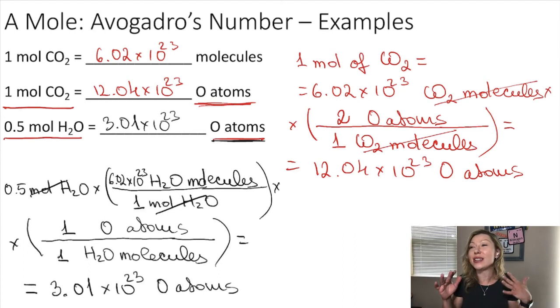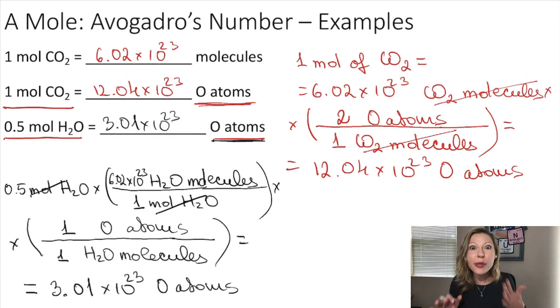Avogadro's number is extremely useful in the lab because we don't want to count each molecule one by one, but we can count them as a mole. And remember, a mole is not scary, it's just like a dozen, right? It is just a significantly bigger number. And do not confuse, mole does not mean molecule. Mole is just the measure of how many of something you have, just like a dozen.